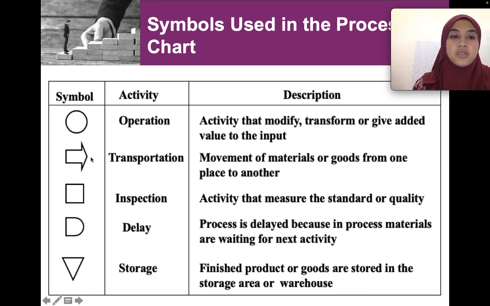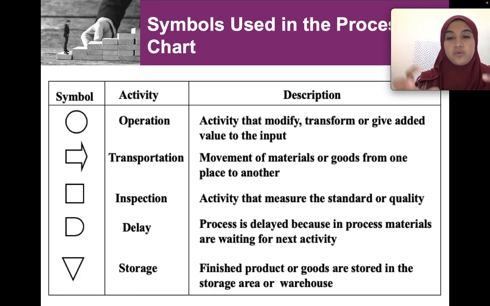So the second symbol is the arrow shape here. It means transportation, whereby the movement of material or goods from one place to another. So let's say in the case of bomboloni just now, if you already make the bomboloni, put it in a circle shape, and then the next step you want to fill up the jam inside the bomboloni, for example.